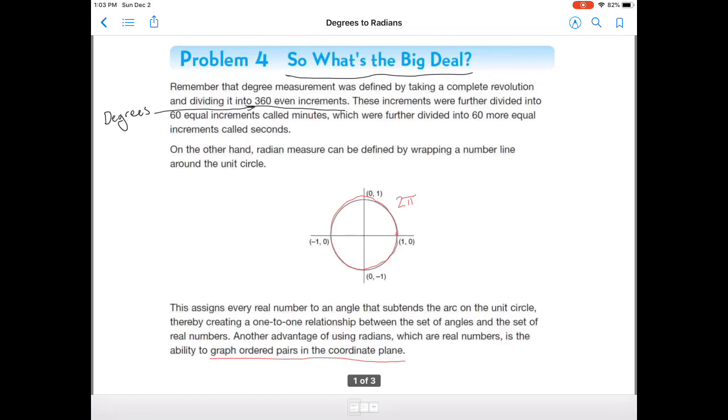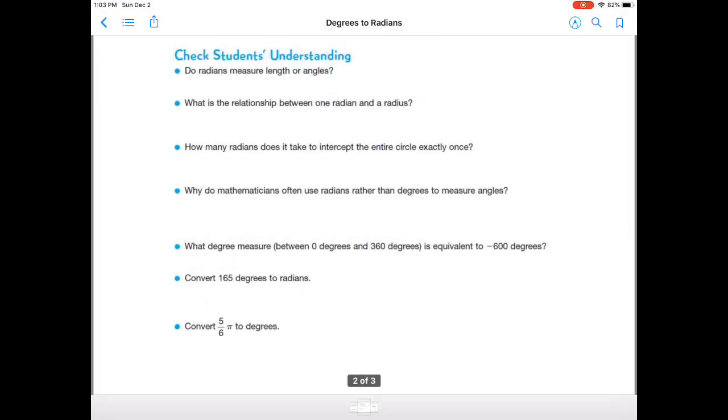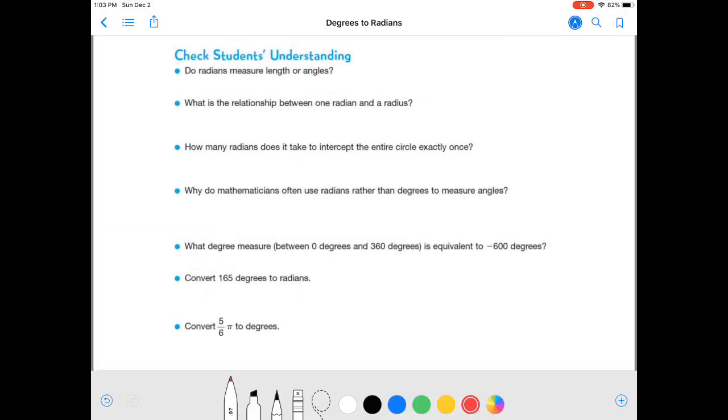So let's talk about this and answer the questions lower down on your page. Do radians measure length or angles? Let's think about that. The 2 pi is referring to the distance if we were to travel around the whole outside of our circle. For measuring distance, we're going to be talking more about length. Angles are what we're measuring when we use degrees.